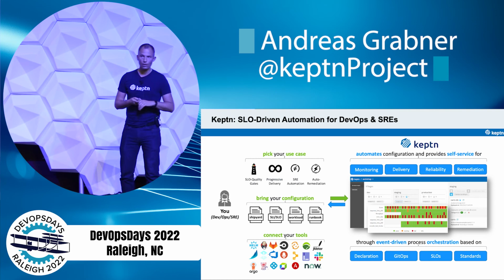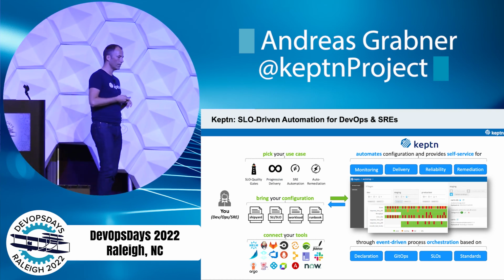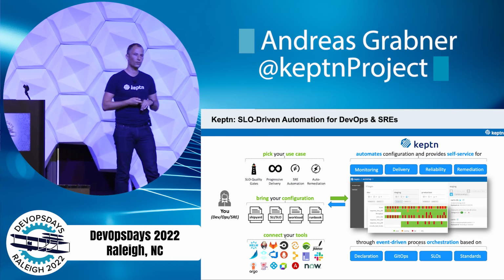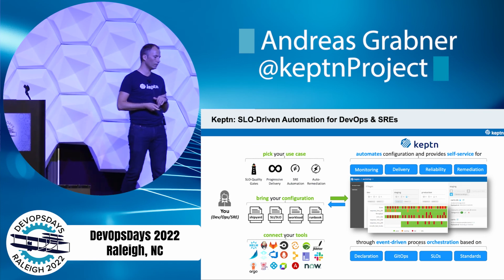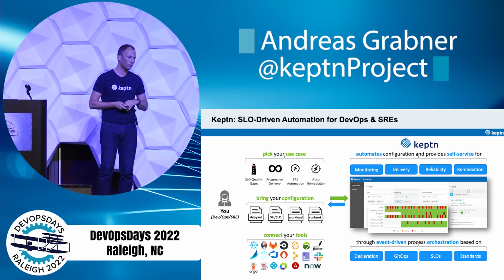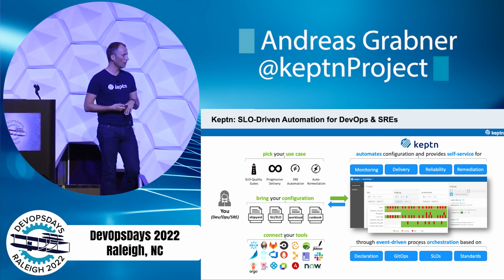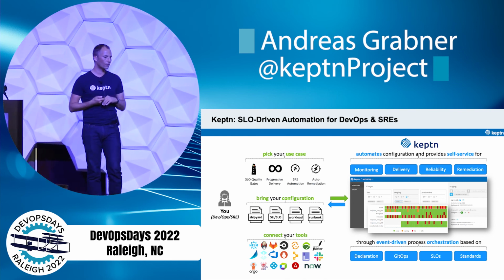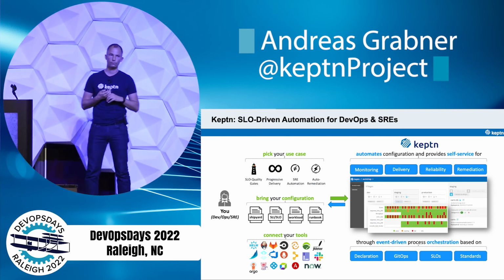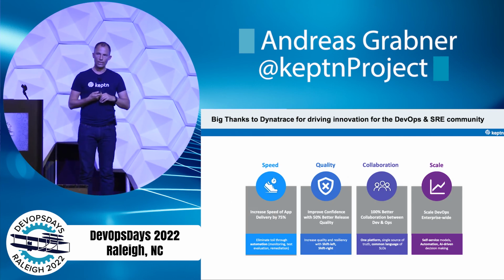So, to sum it up, whoever you are, DevOps, SRE, pick your use case that you want to get started with. Maybe the quality gates, maybe full delivery, maybe auto remediation, whatever it is. Bring your configuration. That means for every tool you bring the configs that you have for that tool. Connect your tools by letting them subscribe to the events, and then Keptn does the rest for you. That's our vision. Keptn is an open source project.